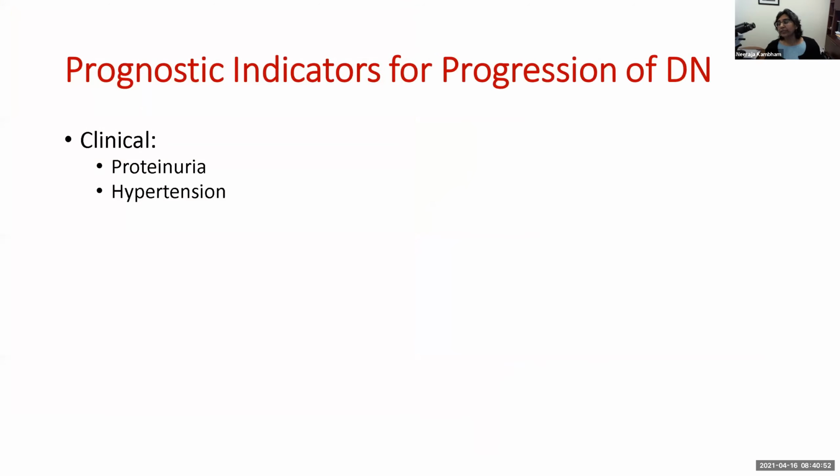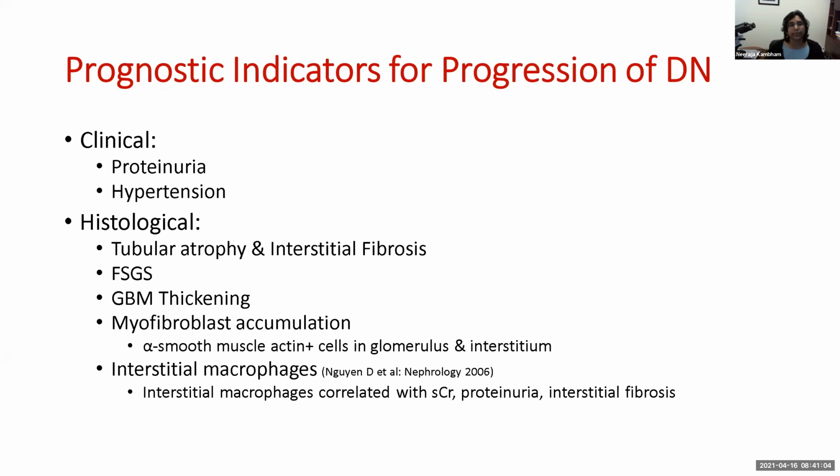So with whatever we have, what are the prognostic indicators of progression of diabetic nephropathy? Clinical ones are probably the biggest. The amount of proteinuria and hypertension are the two big ones. But from a histological perspective, what can be derived? The tubular atrophy and interstitial fibrosis. Some studies have shown that FSGS, the focal segmental glomerulosclerosis type of changes, may be predictive of progression of diabetic nephropathy. Some studies have also shown that the amount of GBM thickening might have prognostic information.